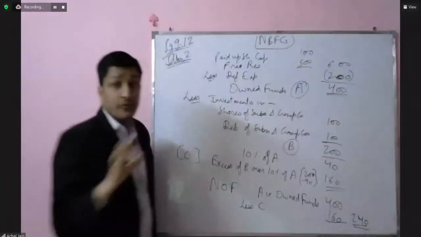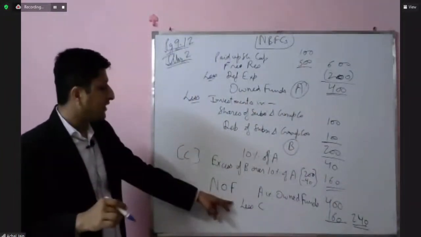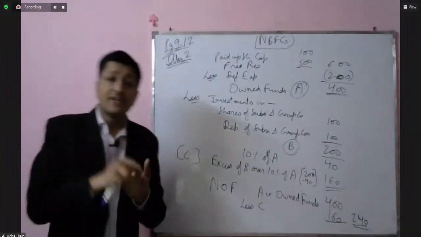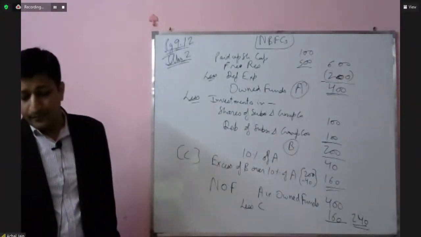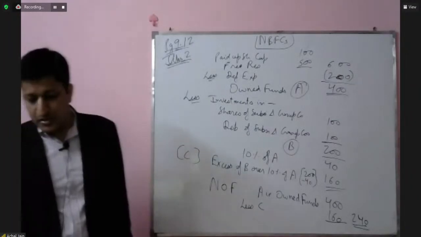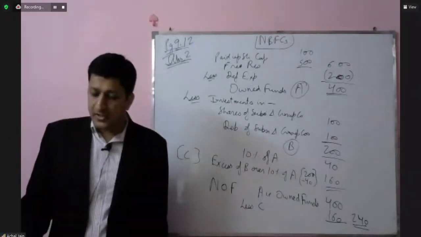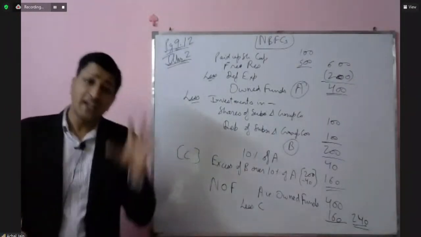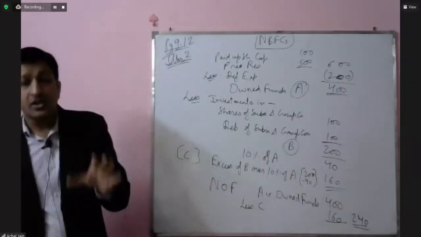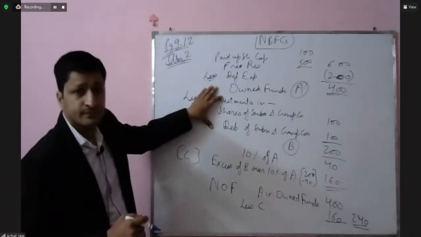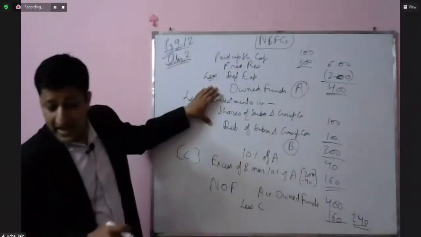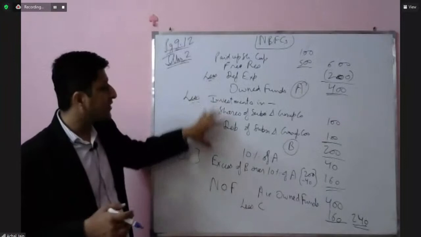Now from own funds, what do we need to reduce? We need to reduce investments in shares of subsidiaries, and the book value of debentures, to the extent the sum of these amounts exceeds 10% of own funds.